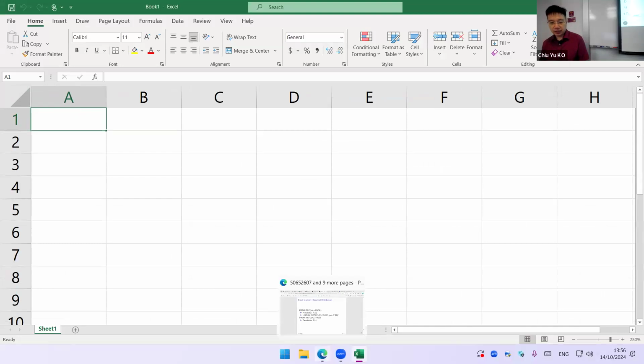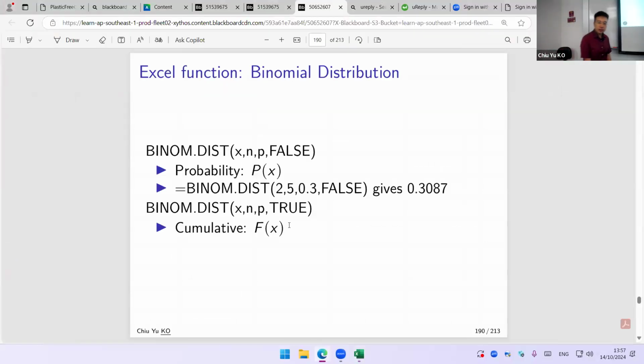So for the Excel slides, let me go here. Excel conveniently gives us big P and big F. You can do it for your assignment as well, unless I explicitly say you have to write down the formula. Otherwise, you can write down the Excel formula and give me the answer, unless I ask you to do it explicitly.